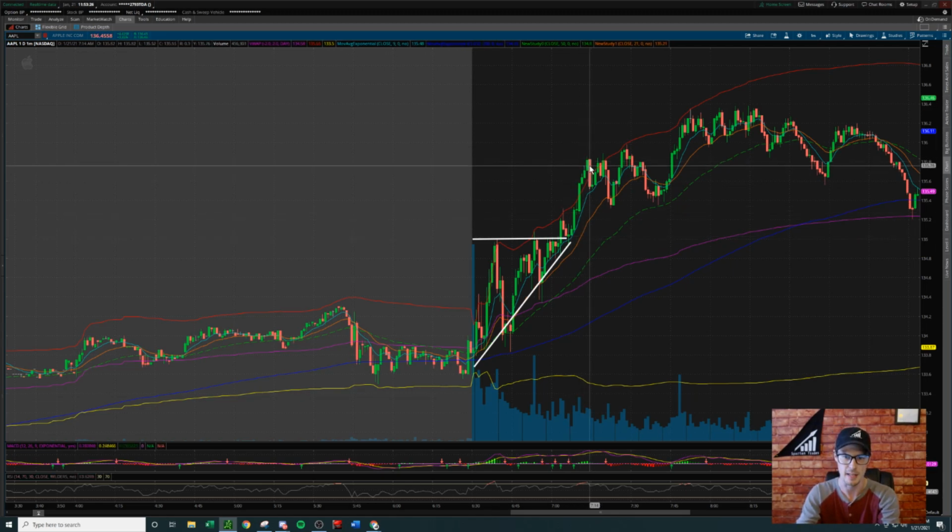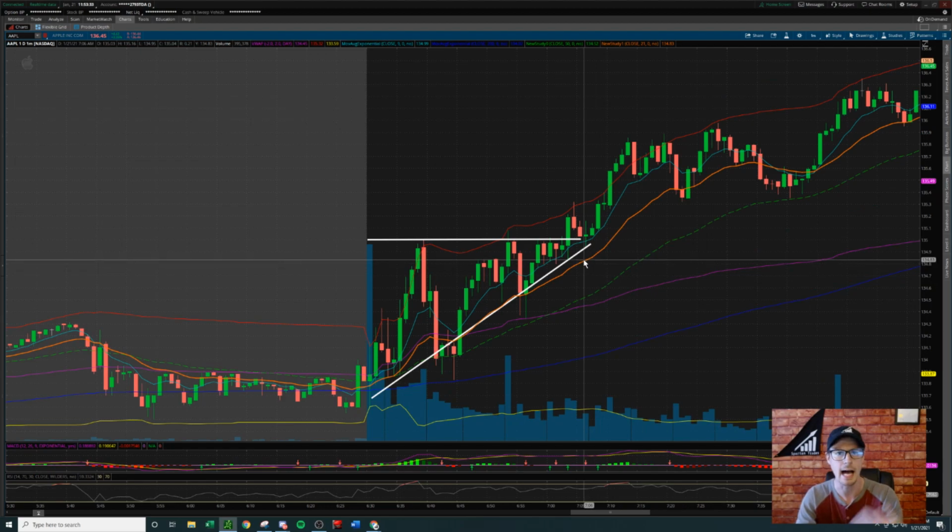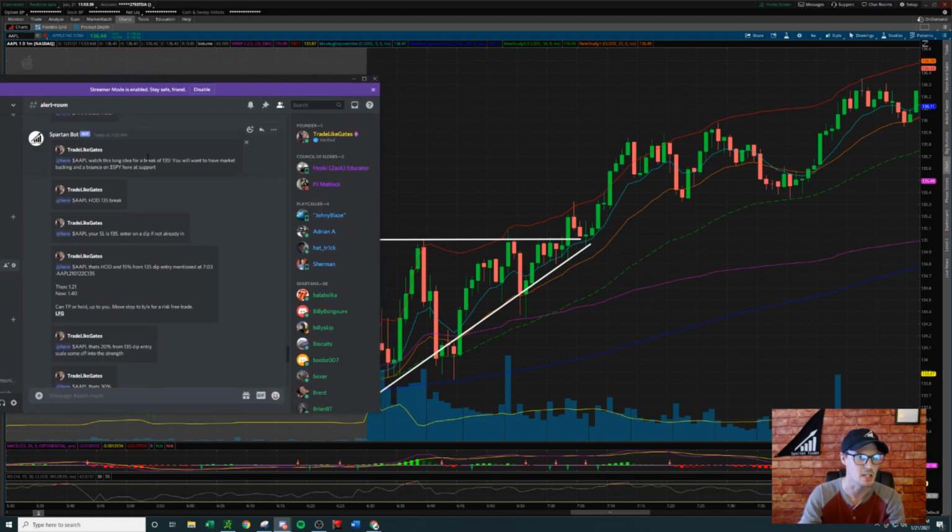So the market backing can confirm moves for you if you time it right. That's kind of what I had in my mind as we were taking this position. I was saying, that's why I mentioned you want to have market backing and a bounce on SPY at the support point, all right? And then literally 1 minute later, I said Apple high of day 135 break. That was at 7:03. So there's your 135 break, there's your high of day push.